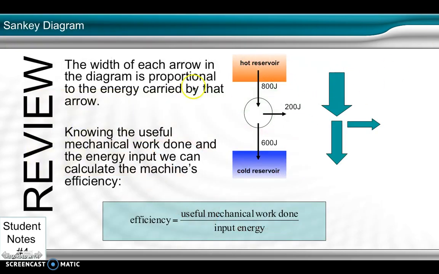Sankey diagrams, as you recall, have arrows that tell us how much energy is being transferred in each different transfer that's happening, and how much we start with, how much we get out.